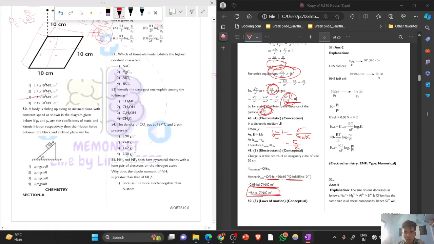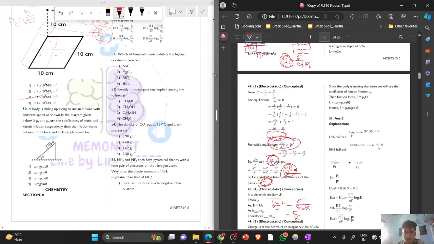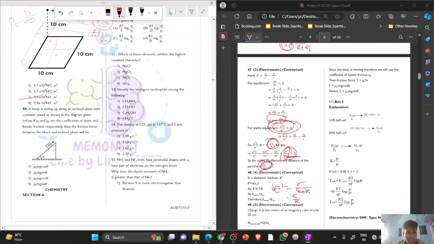Question 49. Now moving ahead. A body is sliding up an incline with a speed as shown in the figure. mu s and mu k are the coefficients of static and kinetic friction between the block and the inclined plane. It is asking about the frictional force between them. Limiting friction will be mu k into N, and N is mg cos theta. So your limiting friction is simply mu k mg cos theta.